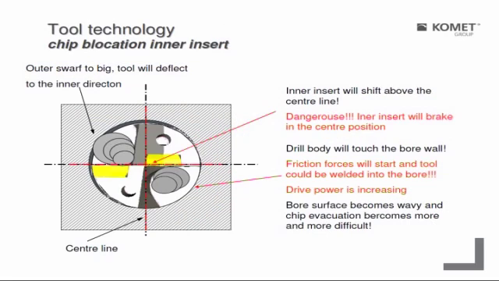But what's going on in the tool? The chip is pressing the tool body to the side. We are losing our center position. So the inner insert is normally 0.1, 0.2 millimeter below the center line, and immediately we'll get a breakage here in the center. Another point, the tool starts rubbing on the bore surface and it's creating a lot of heat. And this heat and energy will be so much that the tool starts welding in the bore.